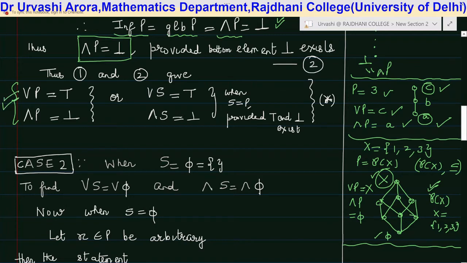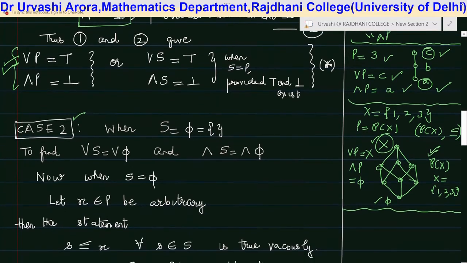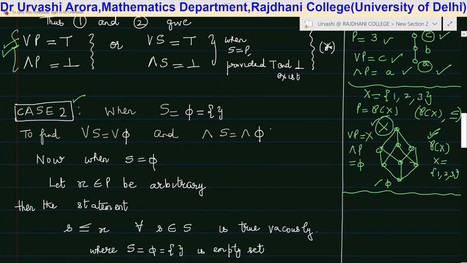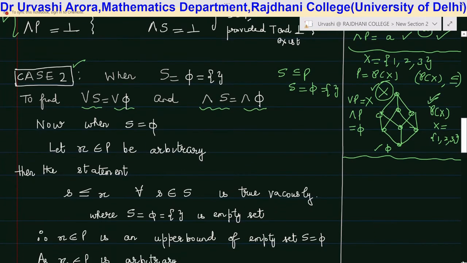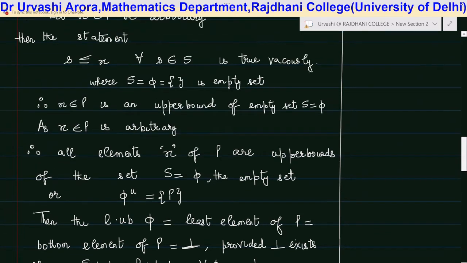Now coming to case 2. Case 2 was the other extreme case that we had to discuss, when the subset S of P in particular is the empty set phi, or the empty set is even denoted by a set with empty curly brackets. In that case, what is the join of S, or what is the join of phi, and in that case, what is the meet of S, or what is the meet of phi.